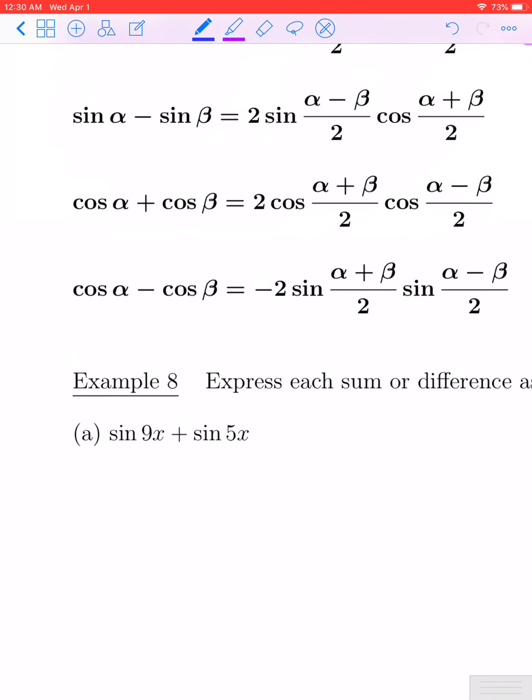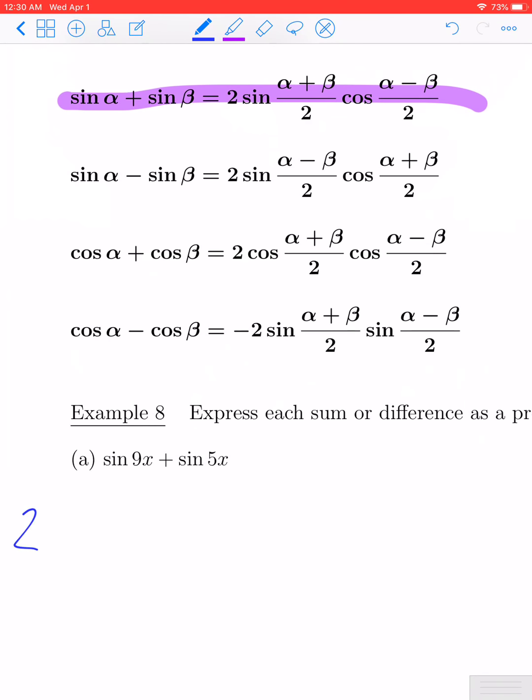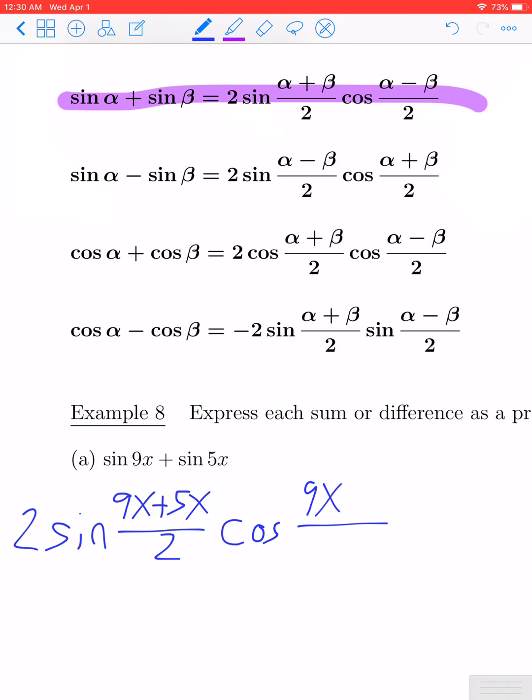According to our new sum to product formulas, this should be equal to twice the sine of essentially the average of the two angles. It's alpha plus beta divided by 2. That should be 9x plus 5x divided by 2, times the cosine of the difference of the two angles. That's alpha minus beta. That's going to be 9x minus 5x divided by 2. That's from our sum to product formulas.